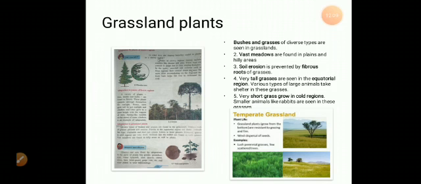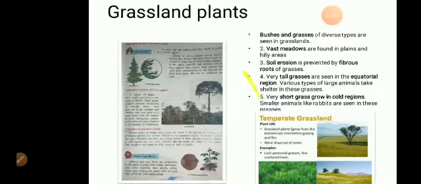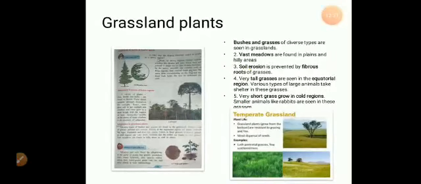However, the grasses in the cold regions are very short. Animals like the rabbit are found in these grasses. Vast meadows are found in the hilly areas as well as plains. Now here in this slide you can see the temperate grasslands. Okay, so here you can see the various types of grasses over there. Okay, now let us go further.